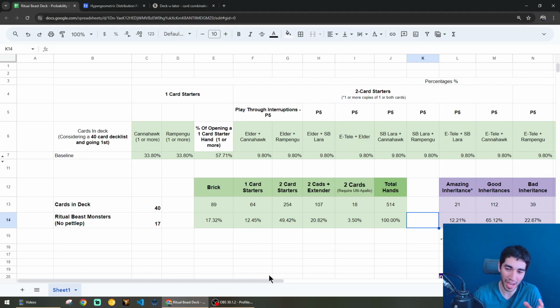The main reason behind it is that when you try to calculate the chances of inheritance, it gets very crazy very fast, because you have to calculate chances of getting inheritance, and if you have the chances of having another Ritual Beast monster in hand. If that Ritual Beast monster is a psychic, you need a non-psychic, so you have to calculate chances of not having that non-psychic in hand already, because you already have something like Elder Cannahawk.